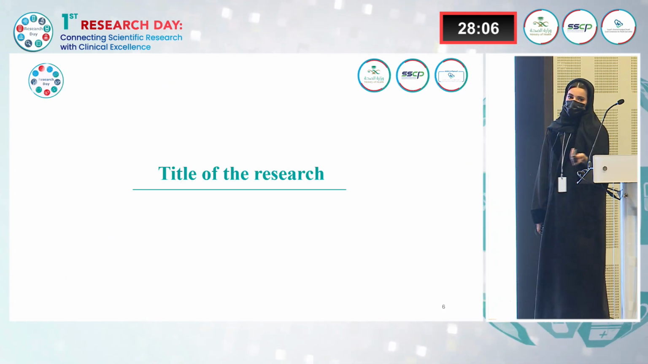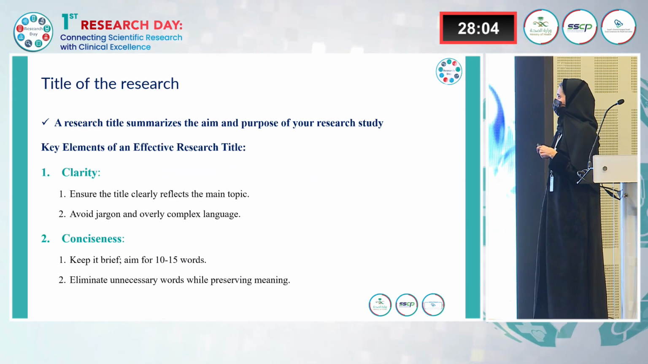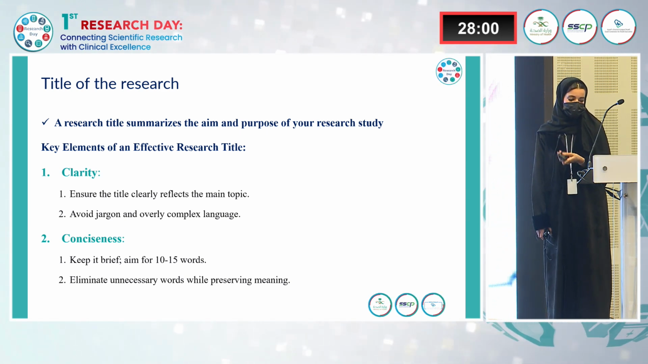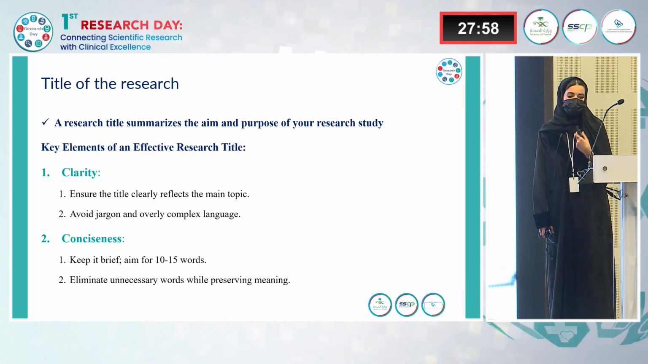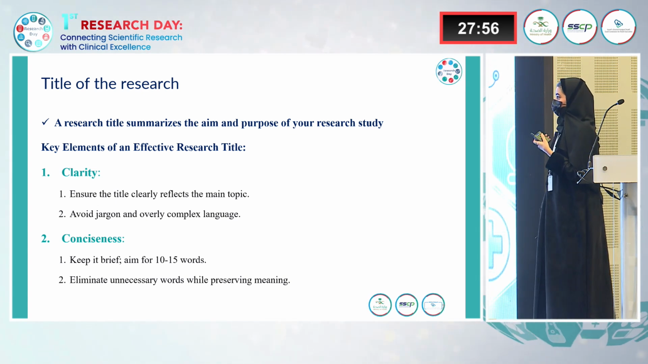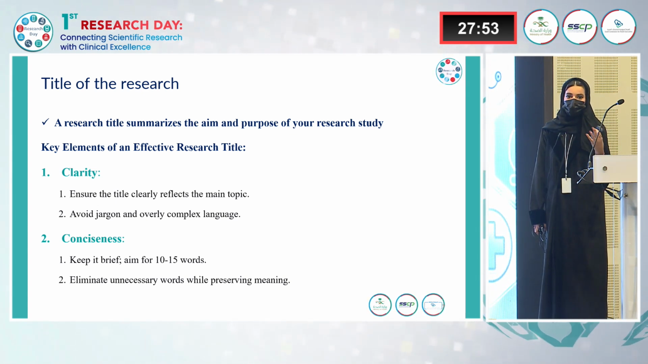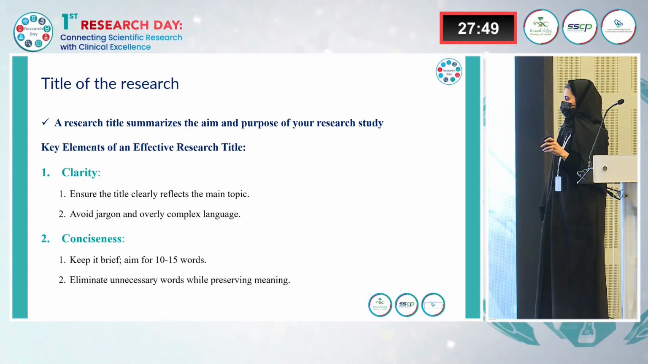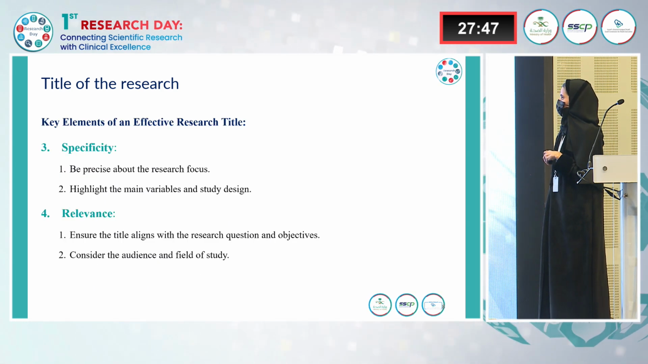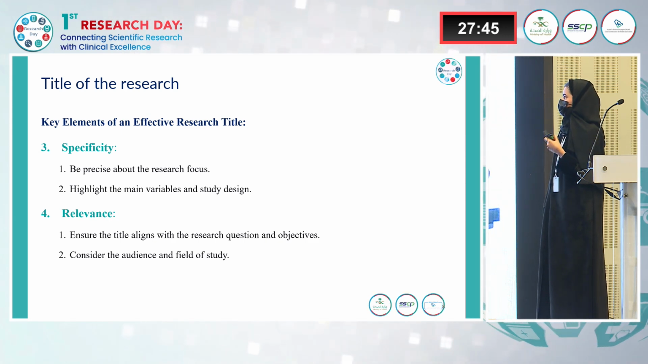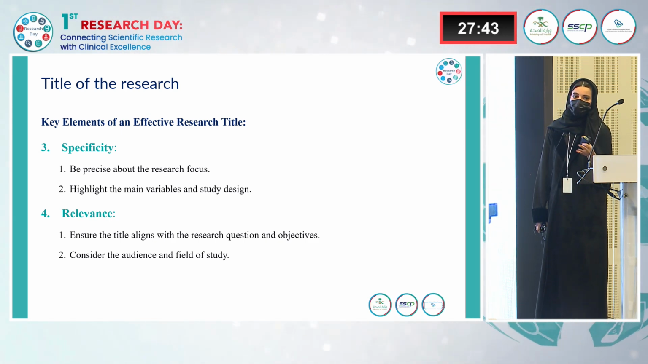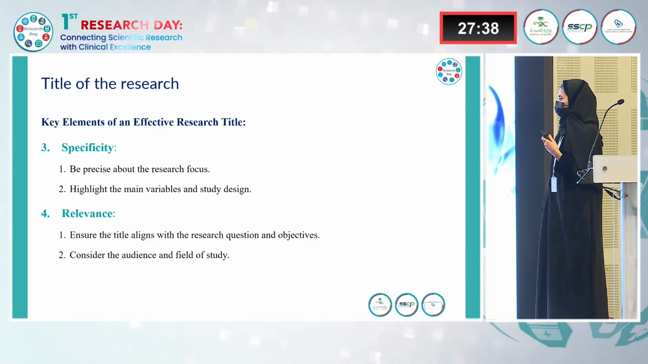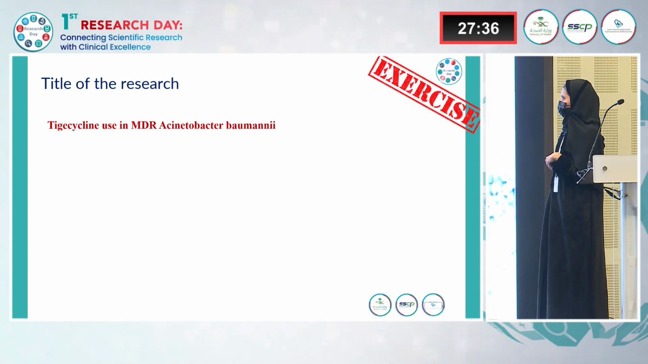So first, the title of the research. A research title should summarize the aim and the purpose of the proposed project. The key element for an effective title is clarity. The title should be clear and reflect the main objective of the study. It should be concise, brief, not more than 10 to 15 words. It should be specific, highlighting the main variable and the study design, and it should be relevant and consider the audience of the field of the study.